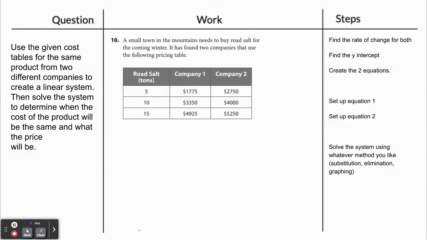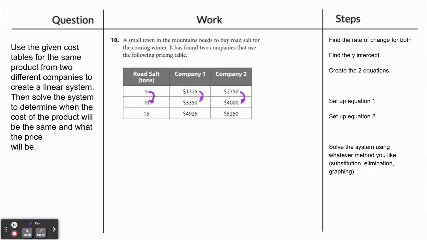Here, we're asked to use the given cost tables for the same product between two different companies, and we're asked to create a system of equations so that we can find when the price will be the same and what that price will be. First thing we've got to do on these ones is find the rate of change. So figure out how much money it's going up every time that we add, in this case, a ton of road salt.